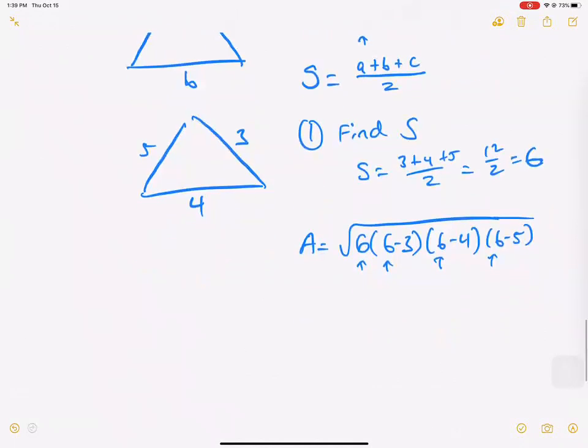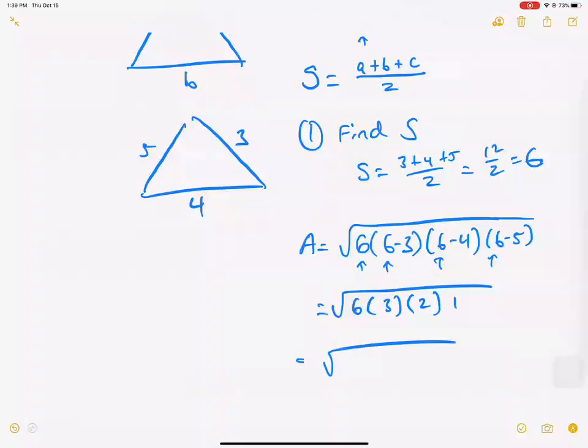Now, I find it, if it's not a decimal, to be easier to just do it without a calculator. 6, and then 6 minus 3 is 3. 6 minus 4 is 2. 6 minus 5 is 1. And you're just going to type this into your calculator. 6 times 6 is 36, which is just 6. The answer is 6. Why is the answer so nice?